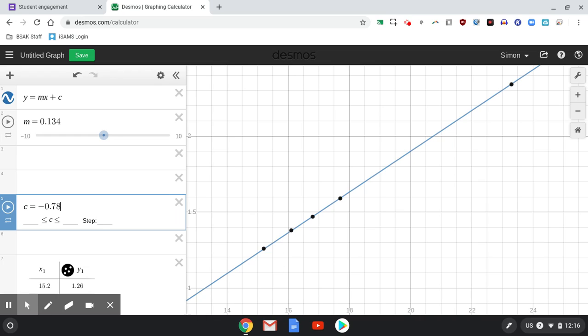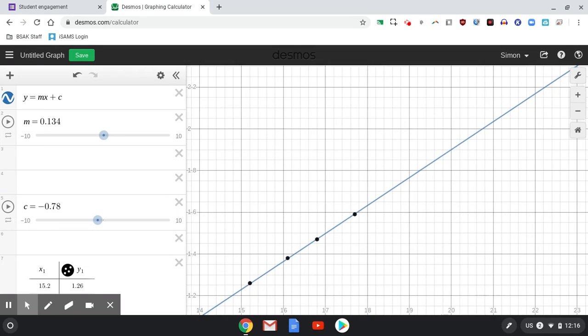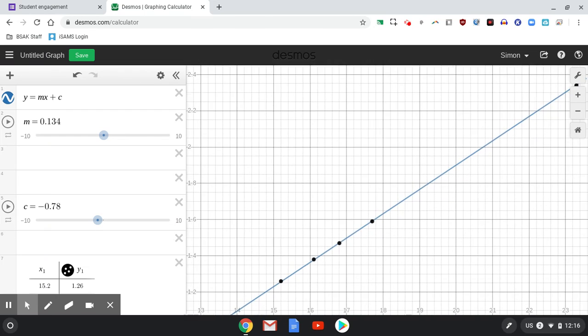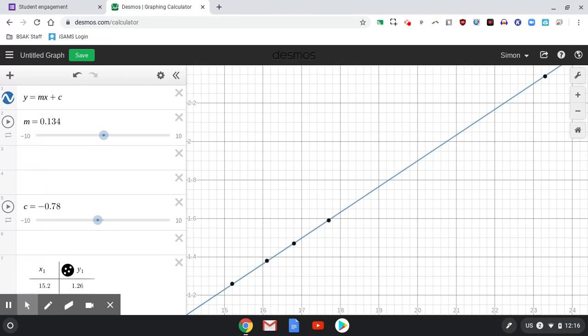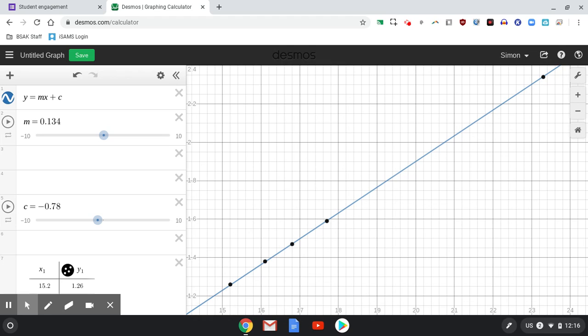Boom. Right. I could not have done that with my points all bunched up on the y-axis. Now that literally took me 3 minutes, didn't it? Just tweaking the values of m and c to get as accurate a line of best fit as possible. So there's our gradient, 0.134.